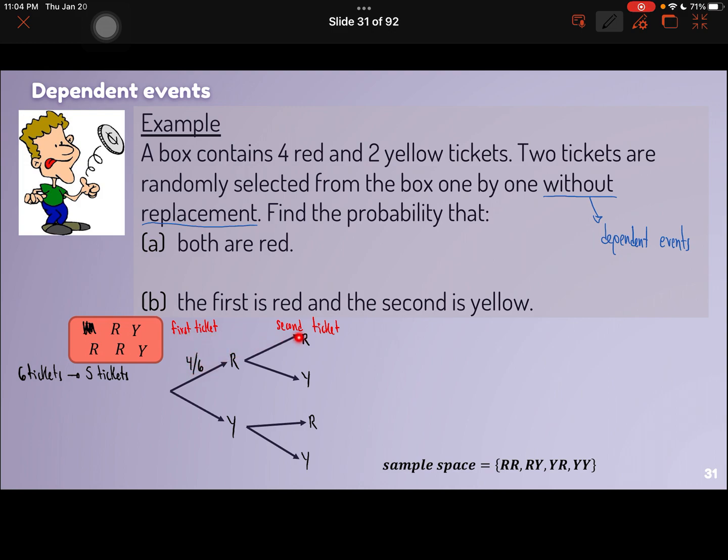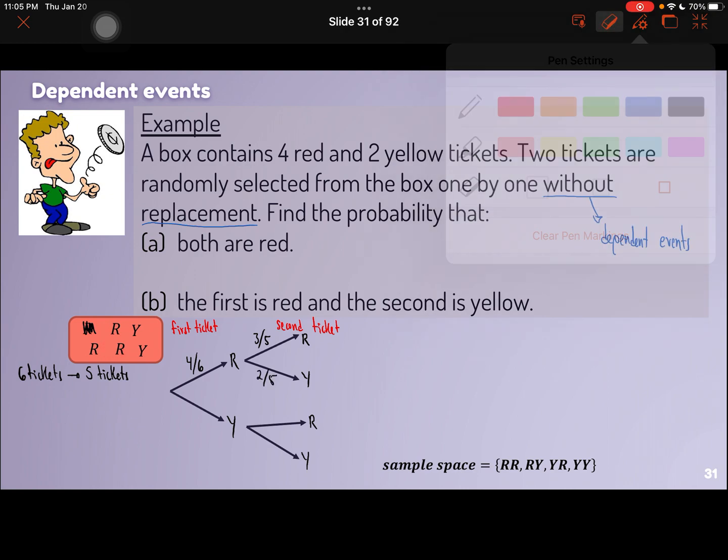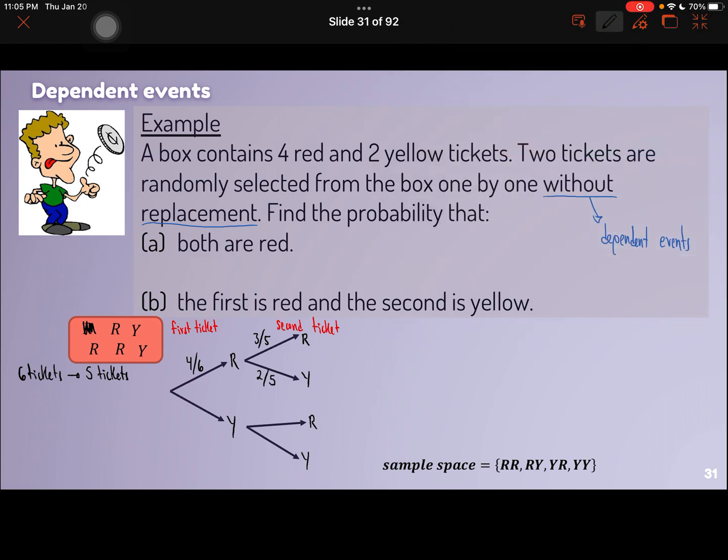Okay? For the second ticket, now we have 5, and 3 of these 5 are red, so that means that the probability that the second ticket is red is 3 out of 5, and the probability that the second ticket is yellow, given that the first one was red, is 2 out of 5.